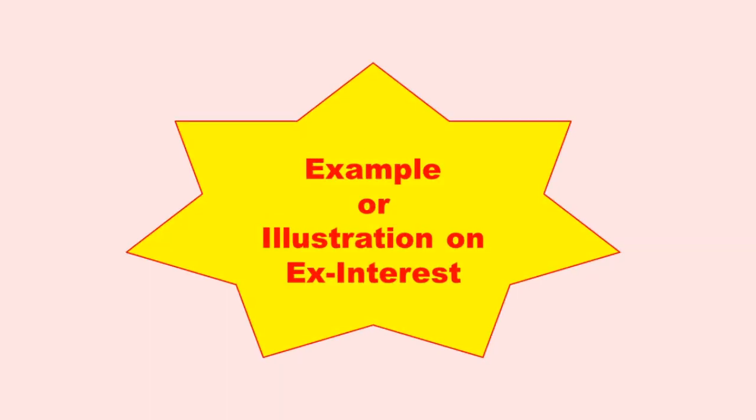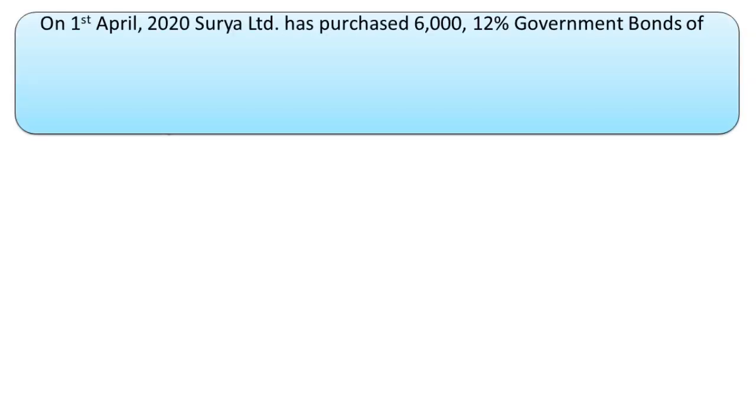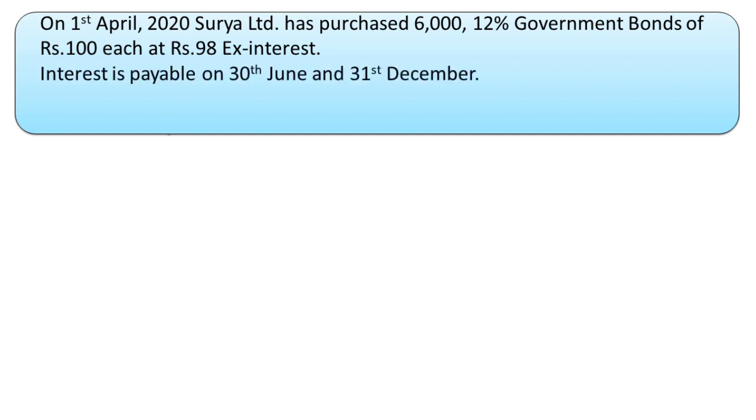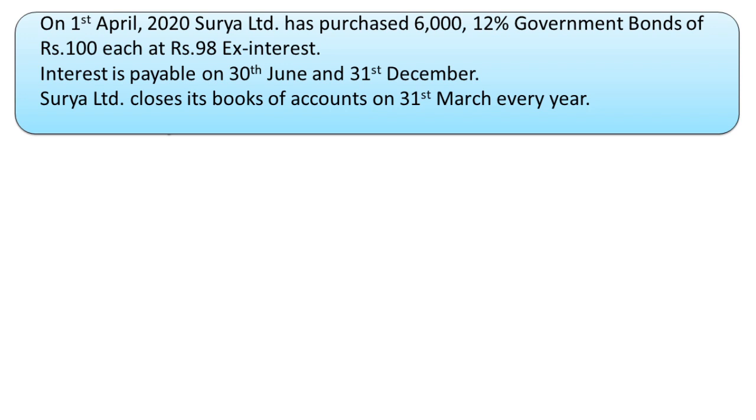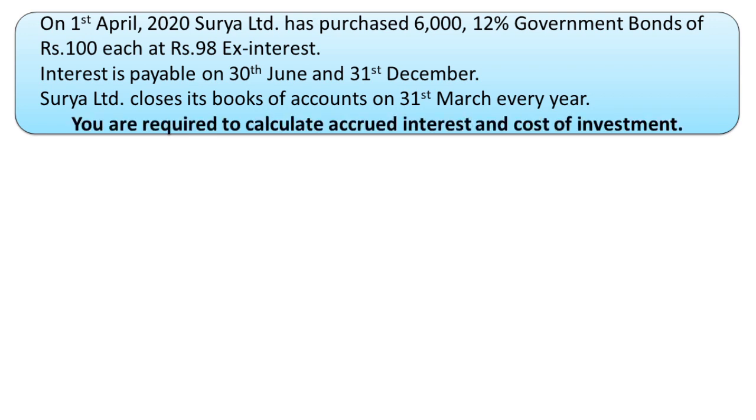Now we'll consider another example or illustration on ex interest purchase price. On 1st April 2020, Surya Limited has purchased 6,000 12% government bonds of rupees 100 each at rupees 98 ex interest. The interest is payable on 30th June and on 31st December. Surya Limited closes its books of accounts on 31st March every year. You are required to calculate accrued interest and cost of the investment.